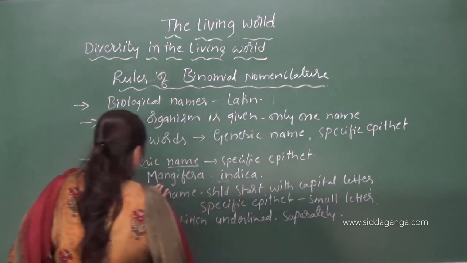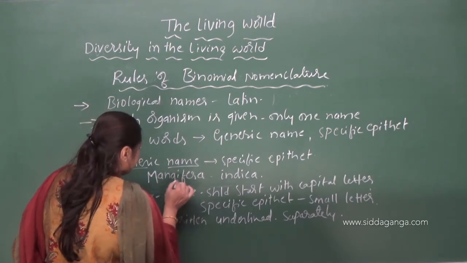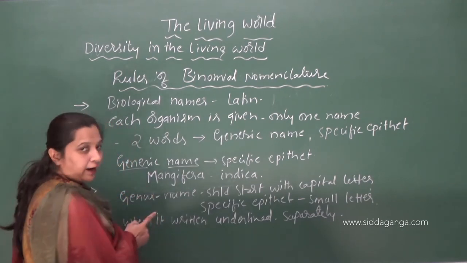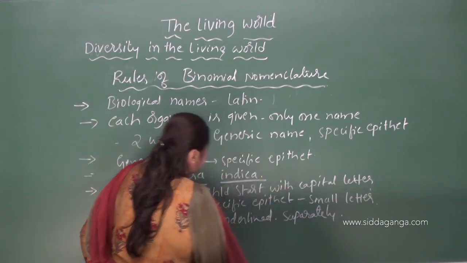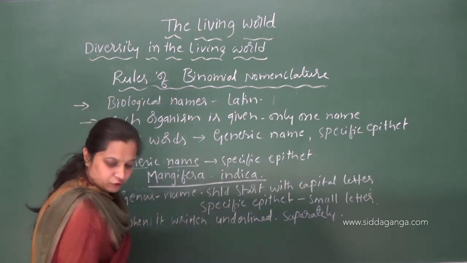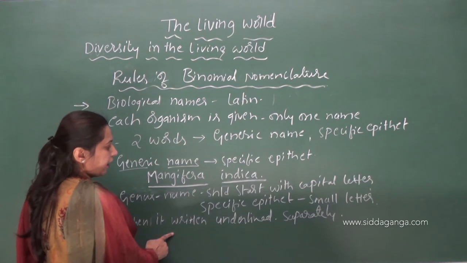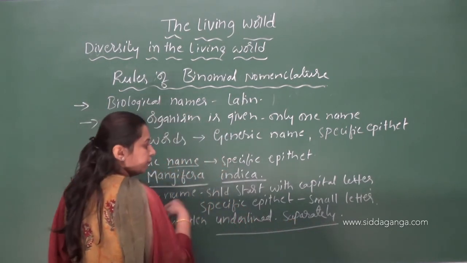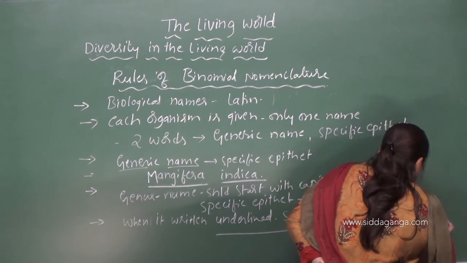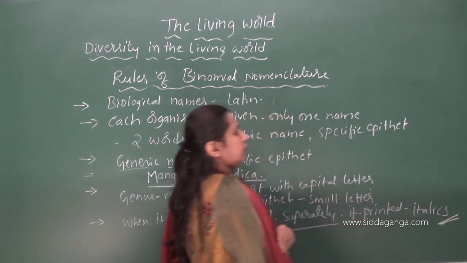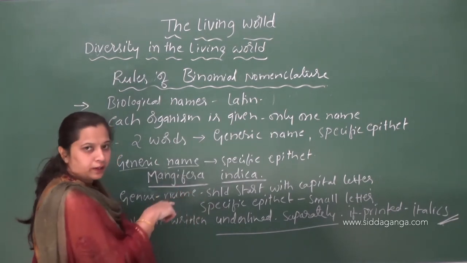See, for example, I'll show here. If the name of that living organism is handwritten, then it should be underlined. Generic name and species name should be underlined separately. We should not join them like this, okay? So this will become wrong. We should underline it separately, like this, okay? So when it is handwritten, it should be underlined separately. But if it is printed, it should be in italics. If it is handwritten, we should underline the generic name and specific epithet separately. If it is printed, it should be in italics.